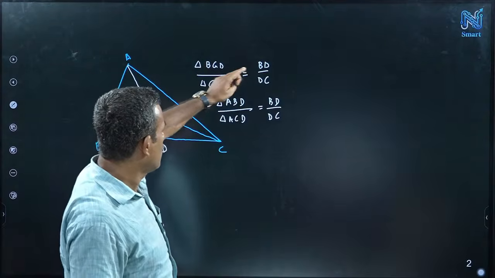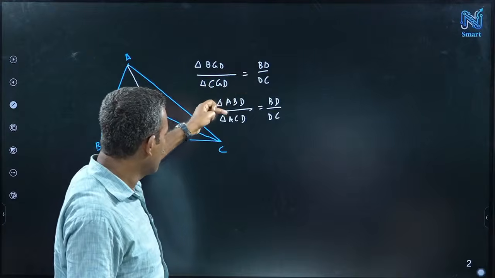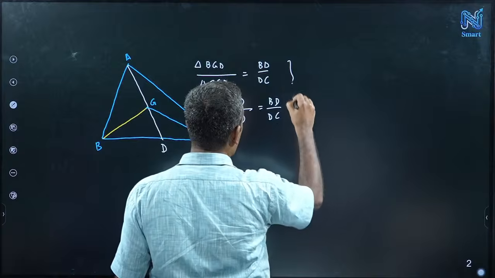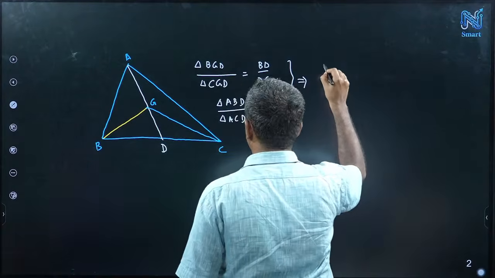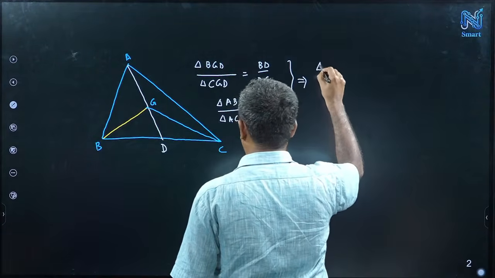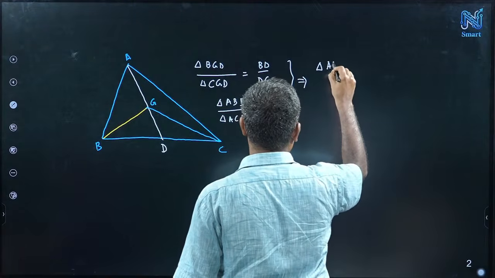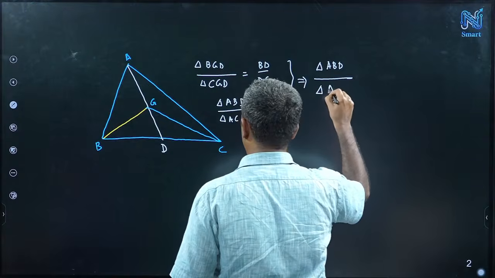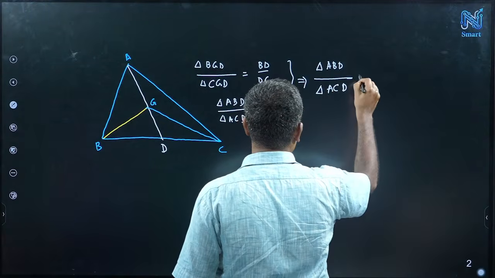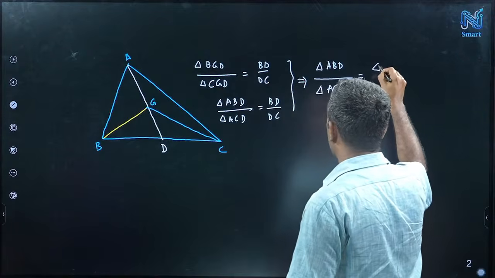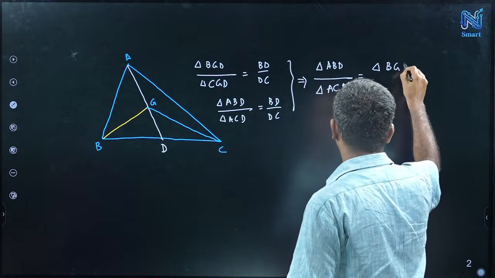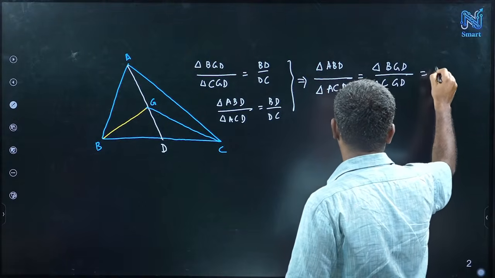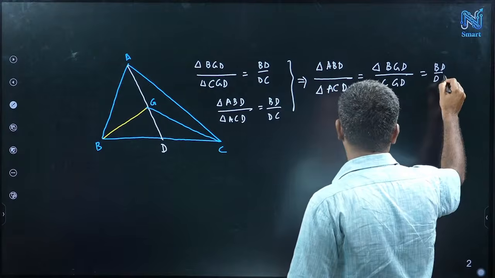Now, this ratio is the same as BD by DC, and this ratio is also BD by DC. So that means these two ratios are the same. So, from that what can we conclude? We can conclude that the area of ABD divided by the area of ACD is the same as the area of BGD divided by the area of CGD, and that is the same as BD by DC, right?